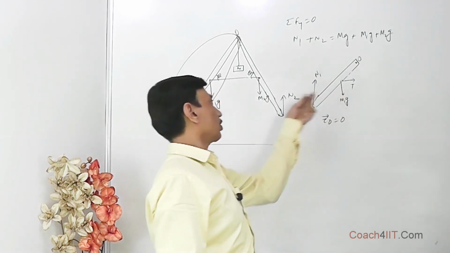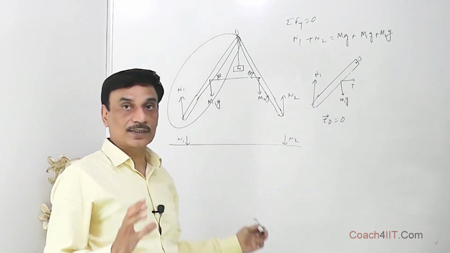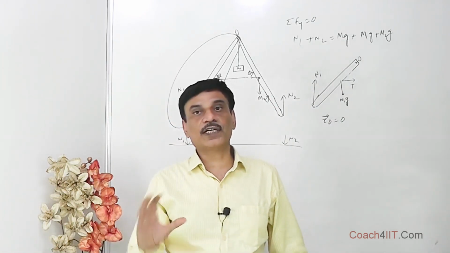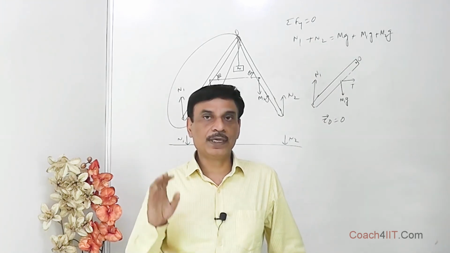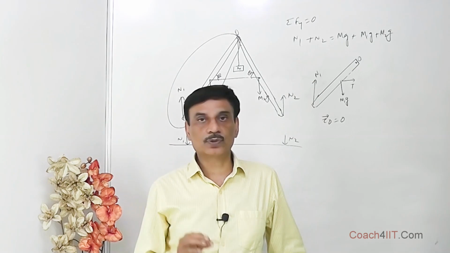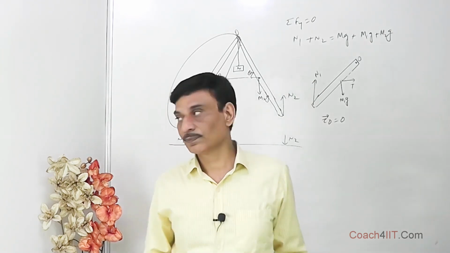Had there been a net torque about this axis, this axis, or any axis, this would have rotated, this would have some alpha about that axis. It does not have any angular acceleration about any axis, so this is in rotational equilibrium.